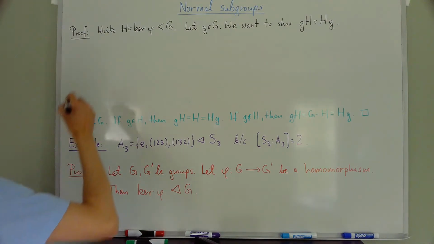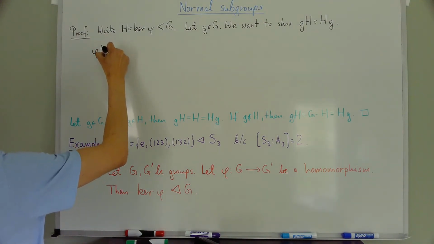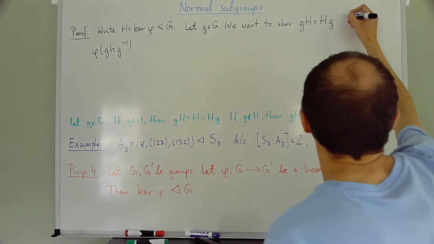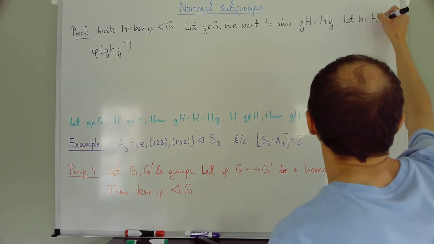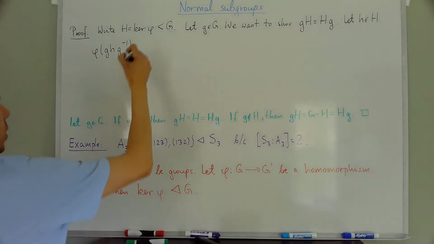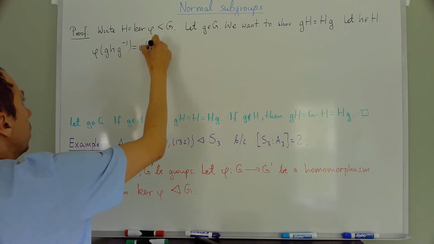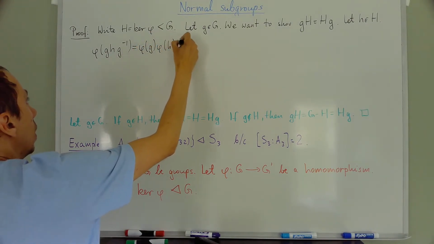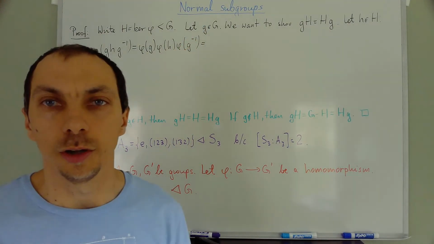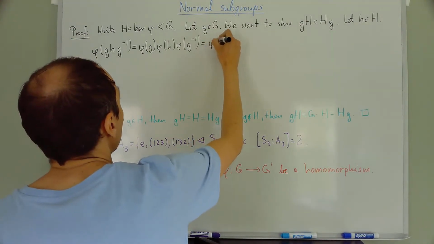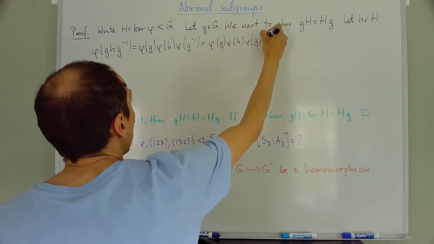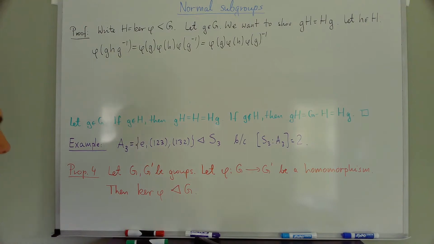So here's what I'm going to do. I'm going to look at phi of g h g inverse for some h in H. So let h be an arbitrary element of H, and I look at what the homomorphism does to this element. Because it's a homomorphism, I write it this way. And now remember that the powers on homomorphisms come out.